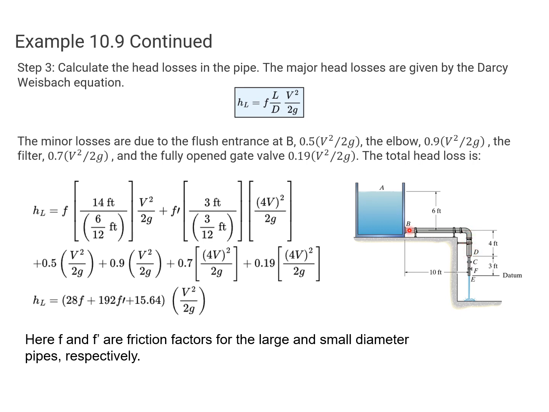valve or entrance. So we can calculate the total head loss, the major head losses plus all the minor head losses. Here F and F prime are the friction factors for the large and small diameter pipes, because we have different pipe diameters here. We don't know those terms yet. So if you plug those values in, you get the following equation.